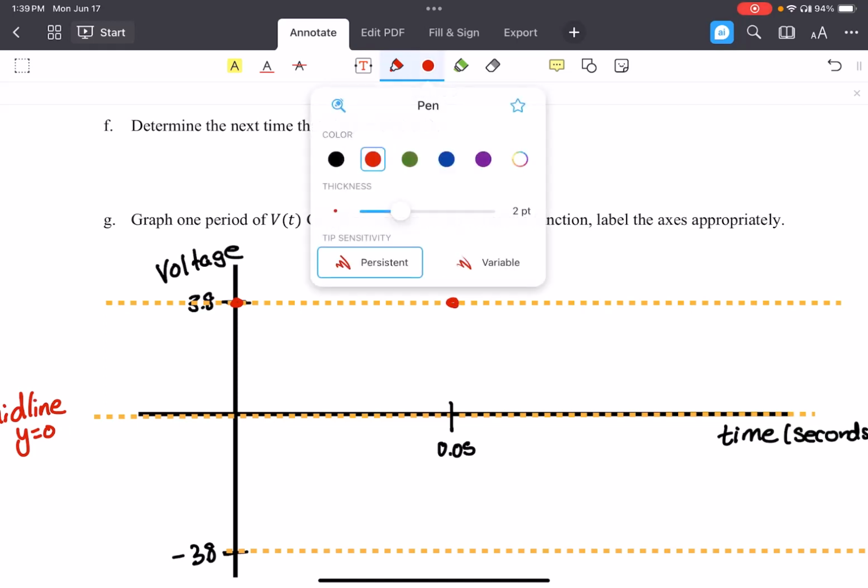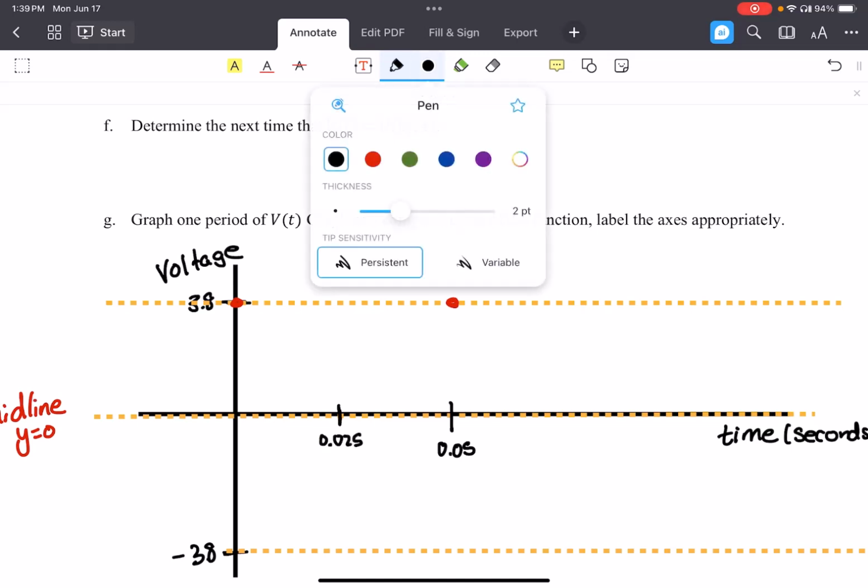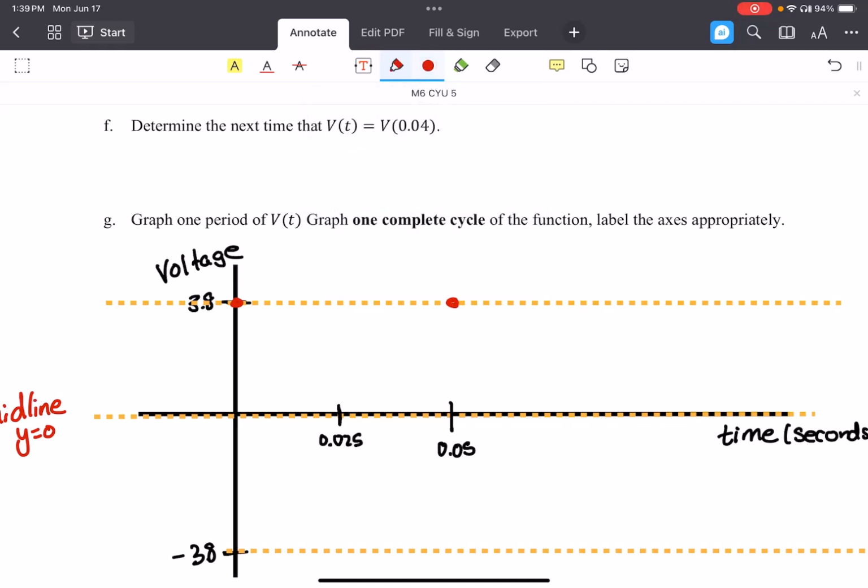I also know that halfway through this cycle, I'm going to be at my minimum value. So I'm going to make up a point that's halfway. And halfway would be 0.025. And at that halfway point, I'm going to be at my minimum.